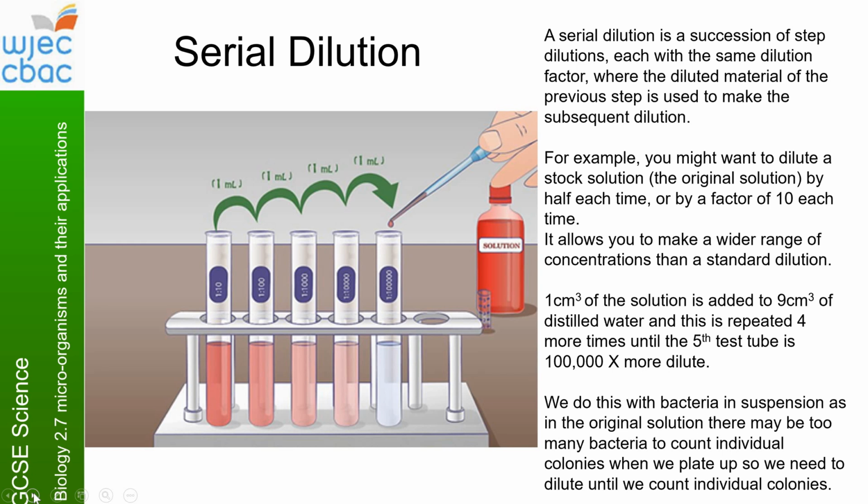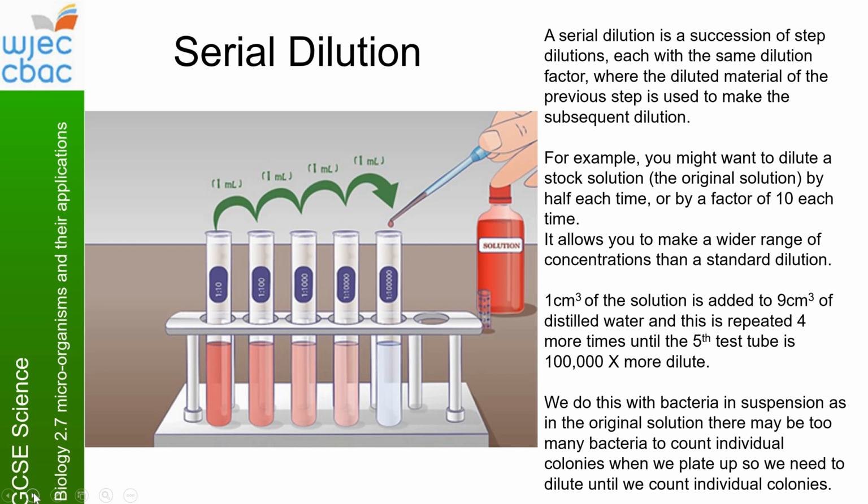Well, it's a succession of step dilutions, each with the same dilution factor, where the diluted material from the previous step is used to make the subsequent dilution. So for example, you might want to dilute a stock solution, an original solution, by half each time, or you might want to dilute it by a factor of 10 each time. These are the two most common that you will come across at GCSE. This allows you to make a wider range of concentrations than a standard dilution.